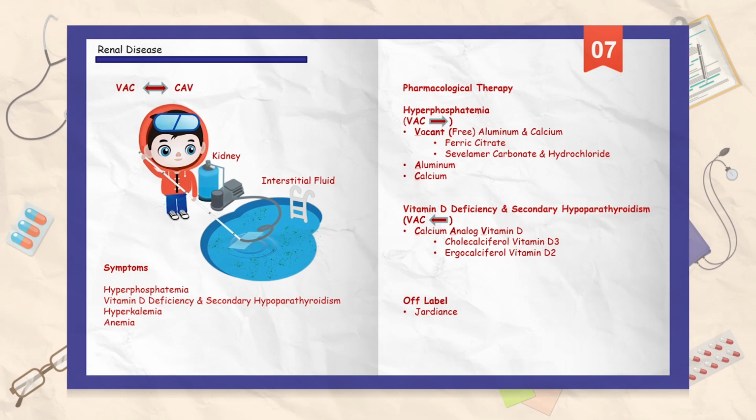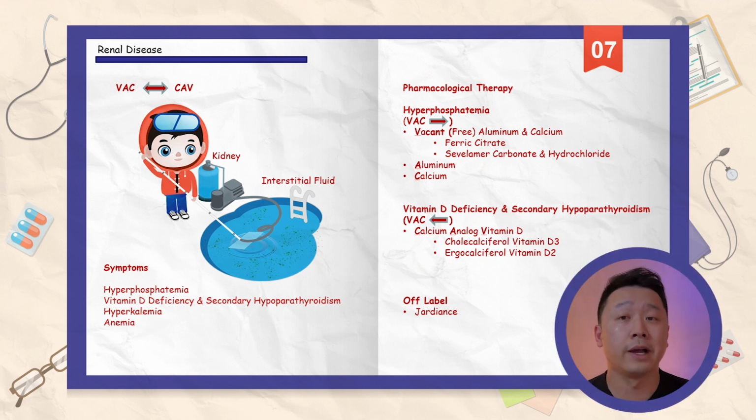Finally, we will utilize the vacuum as an acronym to extrapolate the pharmacological therapy utilized in the clinical manifestations of kidney disease. We will utilize the word VAC for both the clinical manifestation of impaired effects of the filtration, as well as the lack of conversion to the active form of vitamin D. For hyperphosphatemia, if we read the word from right to left, we can actually extrapolate all the phosphate binders. We get the V for vacant, or otherwise known as free of aluminum and calcium, which includes ferric citrate, sevelamer carbonate, and sevelamer hydrochloride. A for aluminum, and C for calcium.